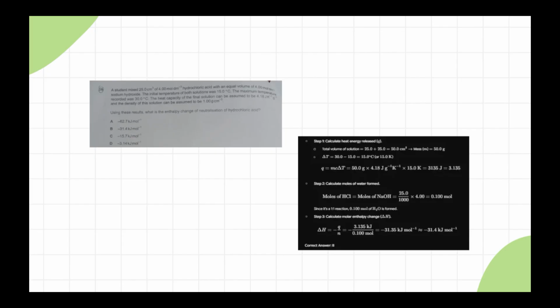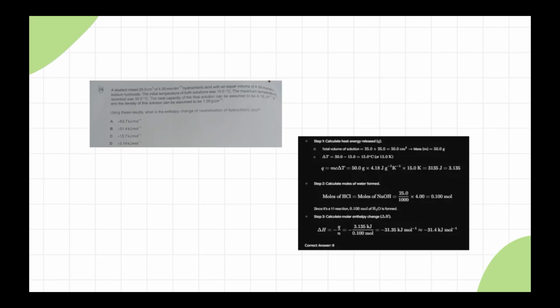A student mixes 25.0 cm3 of 4 mol dm^-3 hydrochloric acid with an equal volume of 4 mol dm^-3 sodium hydroxide. The initial temperature of both solutions was 15 degrees Celsius. The maximum temperature reached was 30 degrees Celsius. The heat capacity of the final solution can be assumed to be 4.18 J K^-1 g^-1, and the density of this solution can be assumed to be 1 g cm^-3. Using this result, what is the enthalpy change of neutralization of hydrochloric acid?